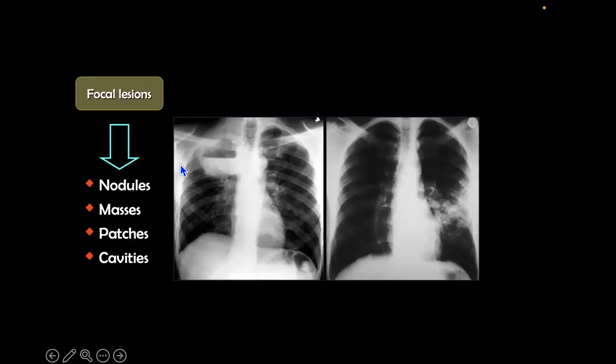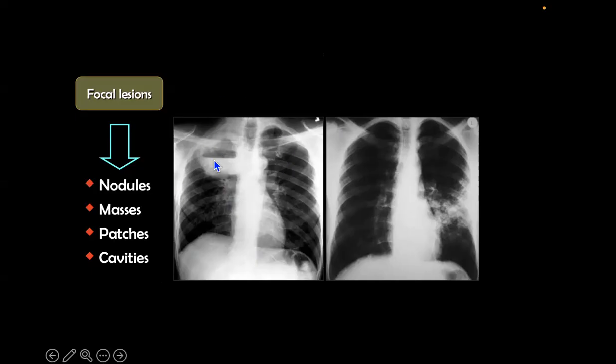So when we talk about the location of the abnormality, we have the zonal anatomy. We divide the lungs into 3 zones: upper zone, middle zone, and lower zone. The upper zone is the first and second intercostal spaces. The third and fourth are the middle zone, and the fifth and sixth are the lower zone. So here we have an upper zone cavity containing an air fluid level, gas and fluid.